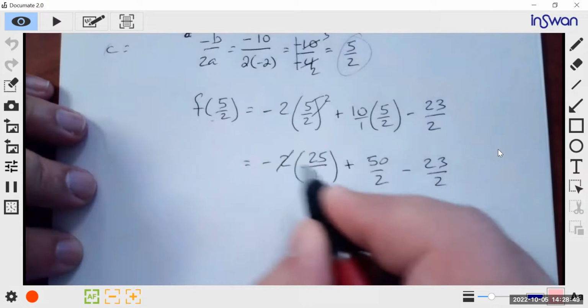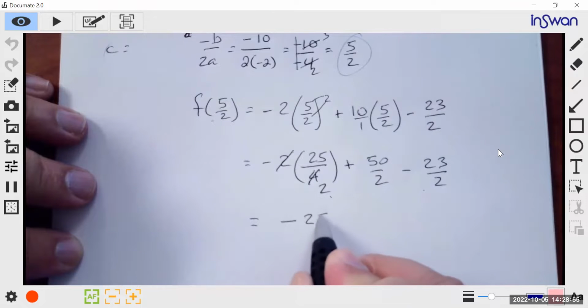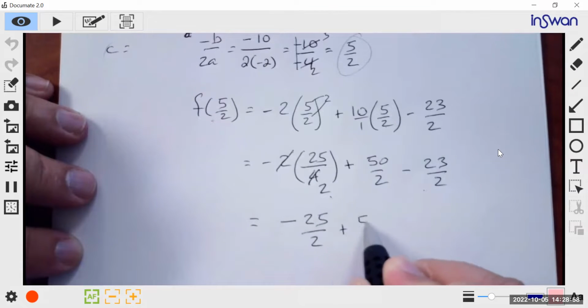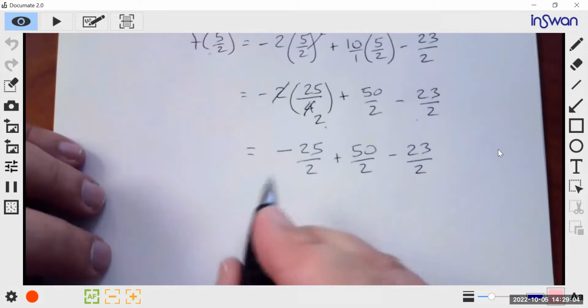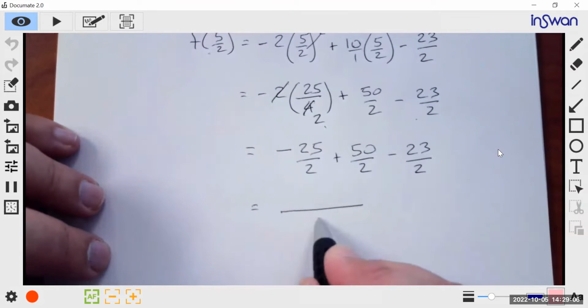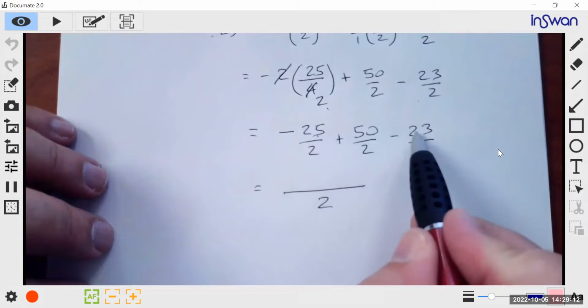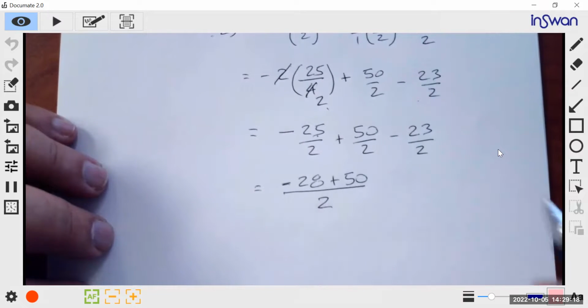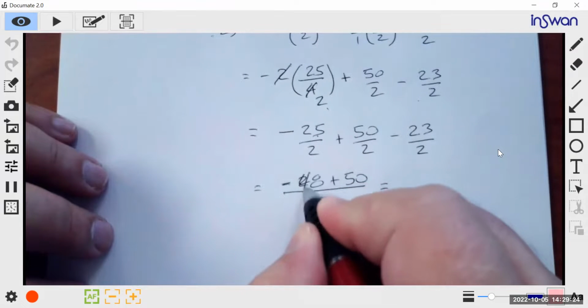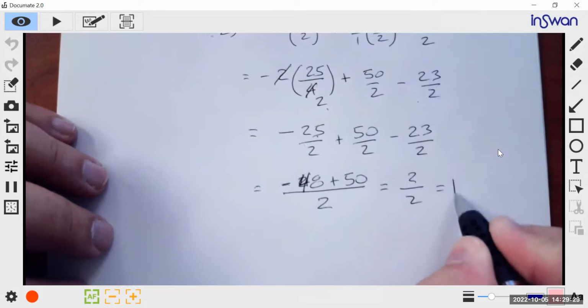But in this first one, we can, because we want the common denominator. So -25 over 2 plus 50 over 2 minus 23 over 2. They're all over 2. 25 plus 23 is... plus 50. No, 48. 25, 23 is 48. So that makes it a positive 2 over 2, makes it a 1.